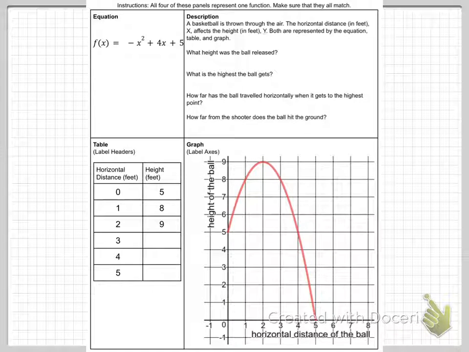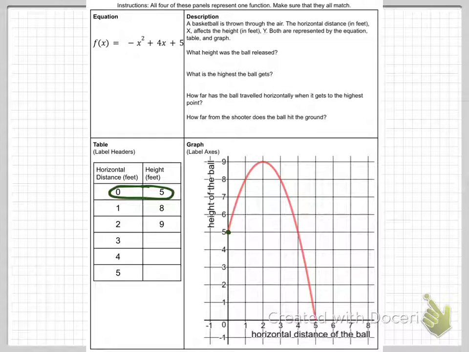So let's get started. First of all, the situation is a basketball is thrown through the air. The horizontal distance in feet is x, and that affects the height in feet, y. Both are represented by the equation, table, and graph. The first thing we actually have to do is notice I did not finish filling out this table down here. So we need to use our graph to fill out the table.